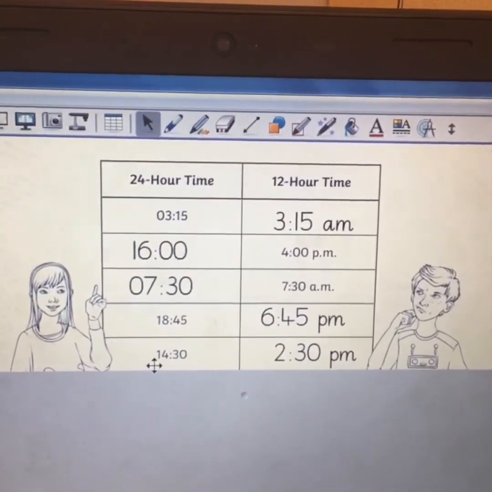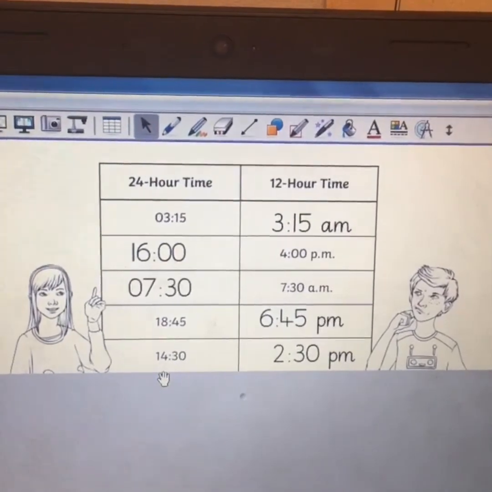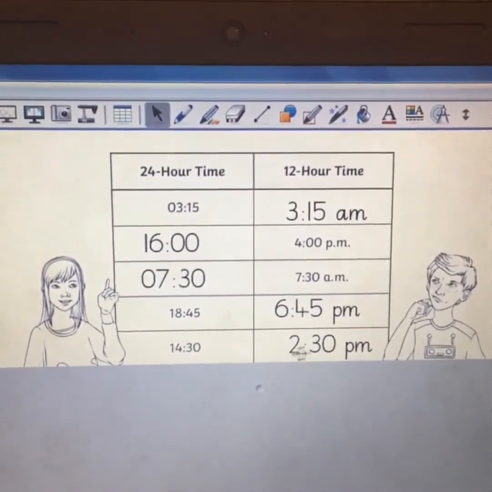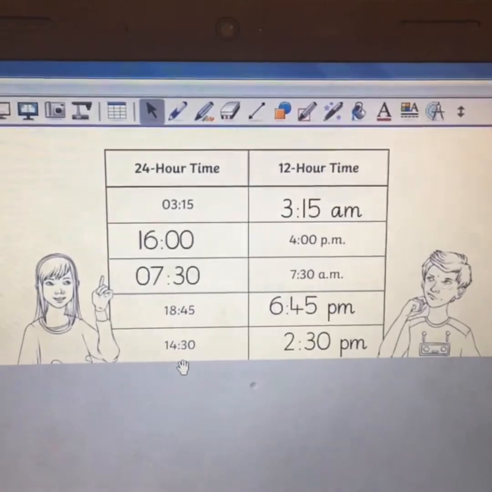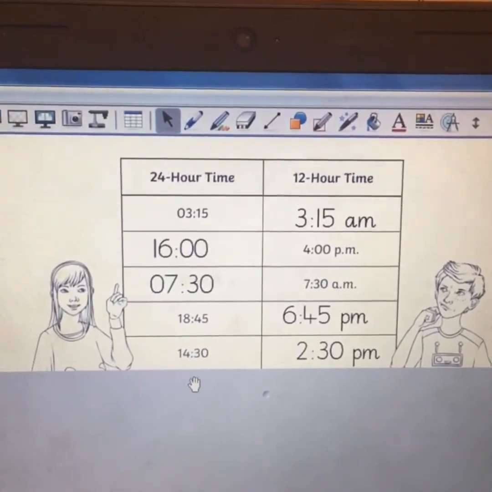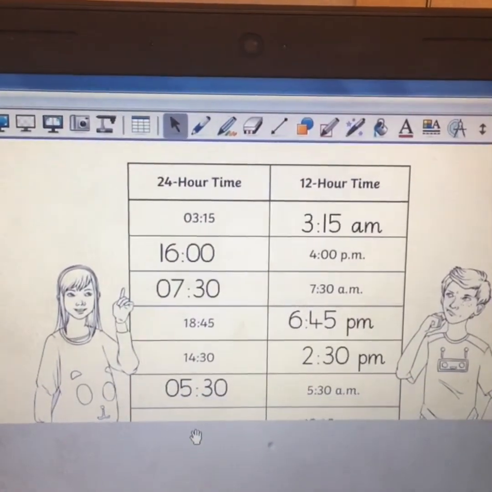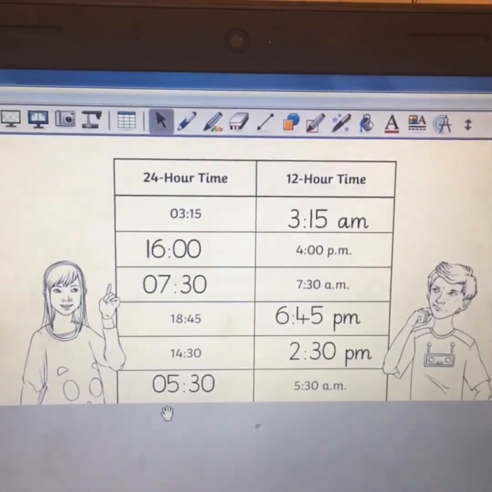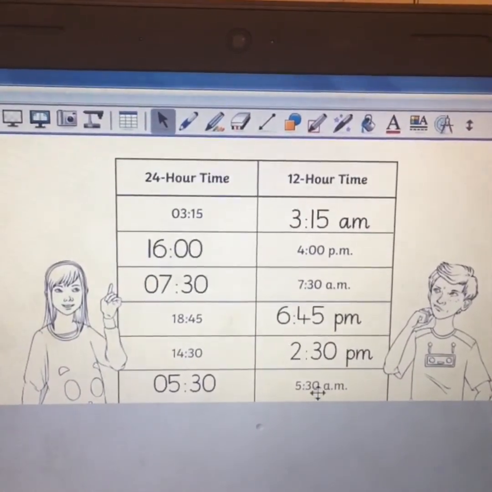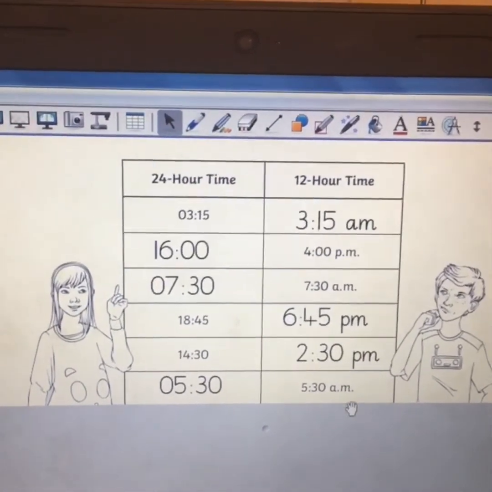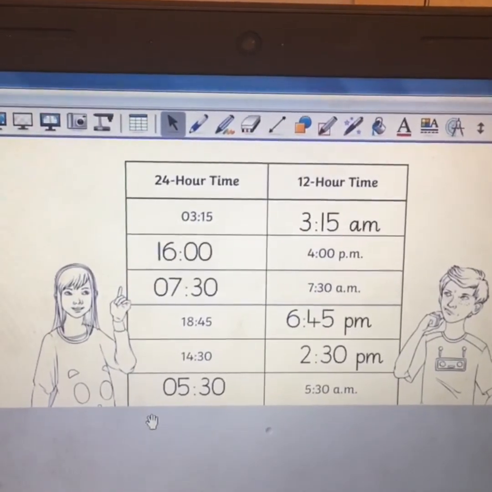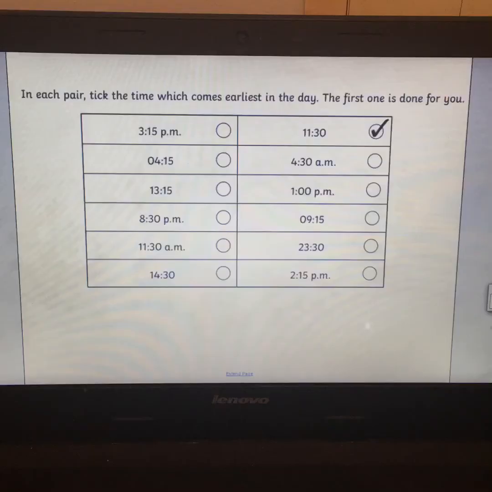This one says 14:30. Again, it's gone past 12, so I know this is the afternoon, so I know it's PM. If I do 14 and I take away 12, it's 2, so it'd be 2:30 p.m. And then this one, 5:30 a.m. Again, it tells me it's in the morning, so I know it's going to stay as 5:30.